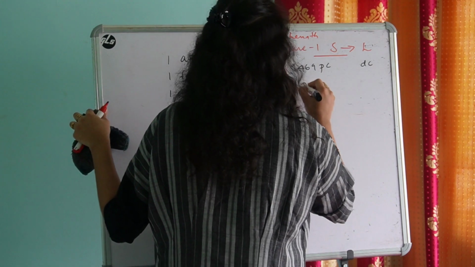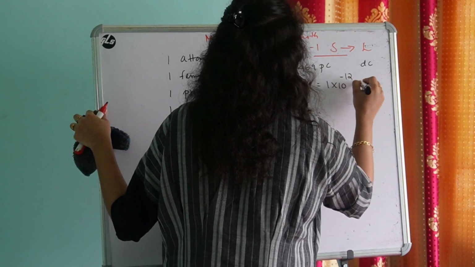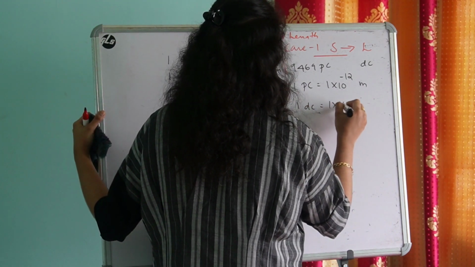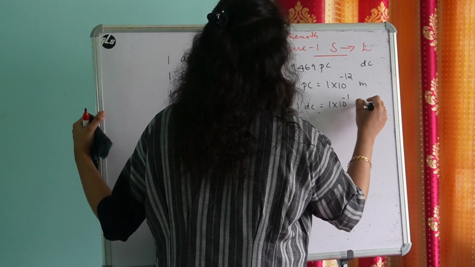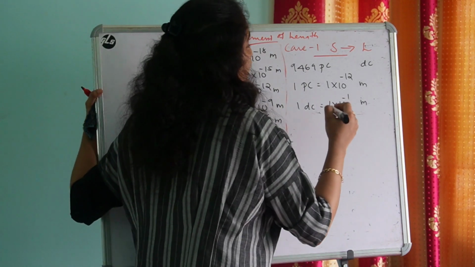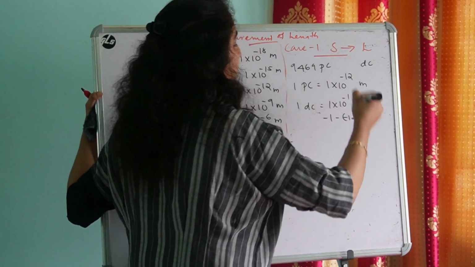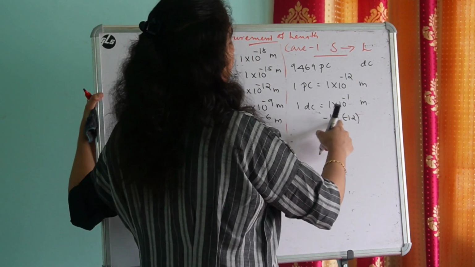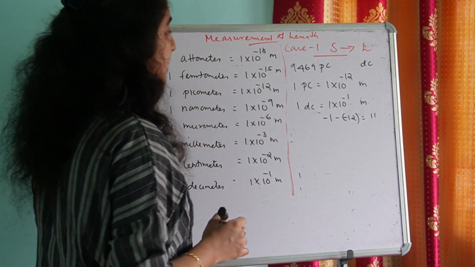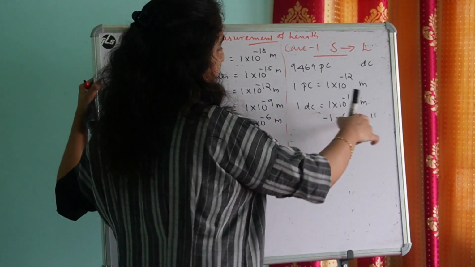First, 1 picometer is equal to 1 into 10 power minus 12 meter. Again, 1 decimeter is equal to 1 into 10 power minus 1 meter. So minus 1 is greater than minus 12. I am finding the difference between these two powers: minus 1 minus of minus 12 becomes 11. So the difference between these two powers is 11.